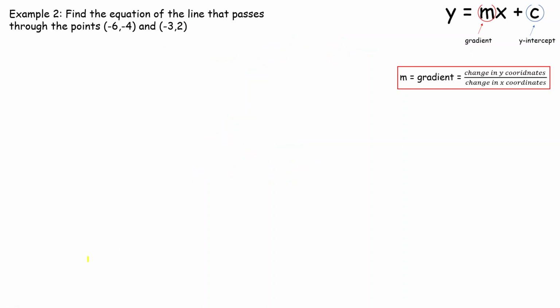Okay, example 2 is trickier this time, and this time I'm not going to bother sketching it out because it's the same kind of idea as the last one, but I've got a line passing through the points (-6, -4) and (-3, 2). Let's begin by finding the gradient.